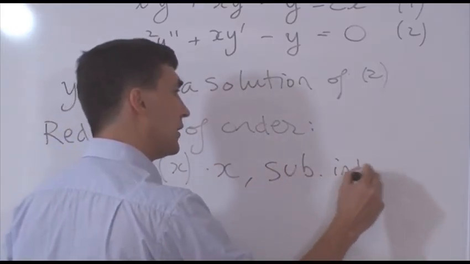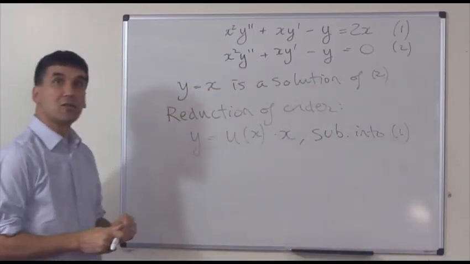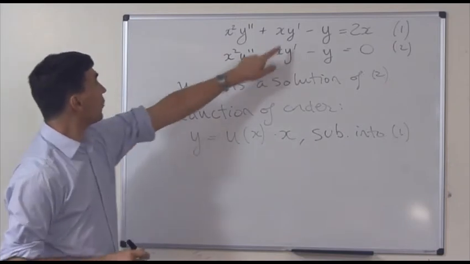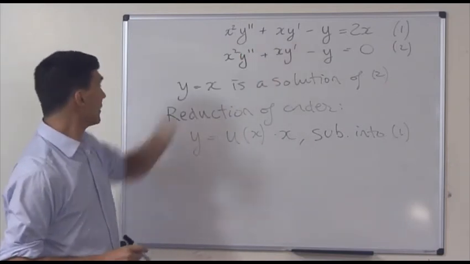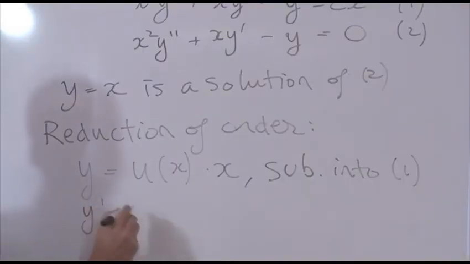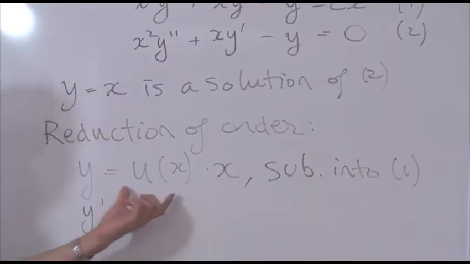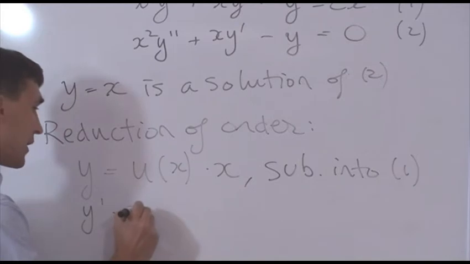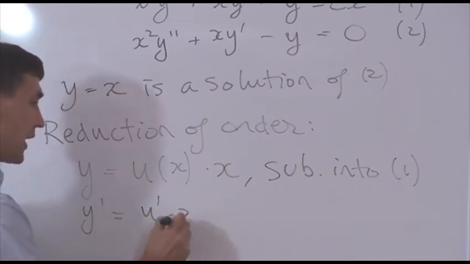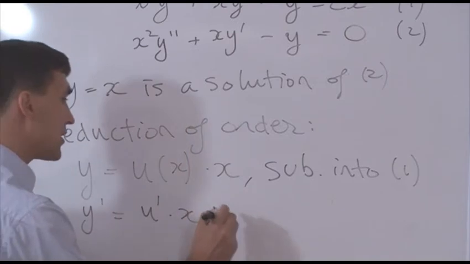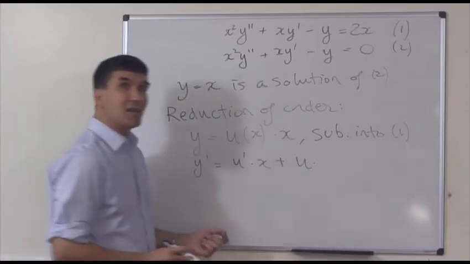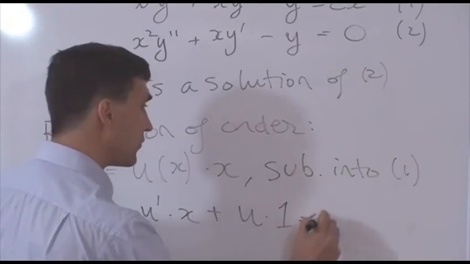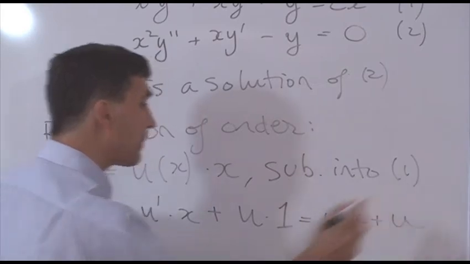Just like we did a moment ago, we're going to need to know what y prime is, and we're going to need to know what y double prime is. So y prime is the derivative of this product. We've got a product of u and x. Differentiating a product, we get u prime times x, so it's the product rule, plus u times the derivative of x. Derivative of x we've already worked out is 1. So we can write this as u prime x plus u.